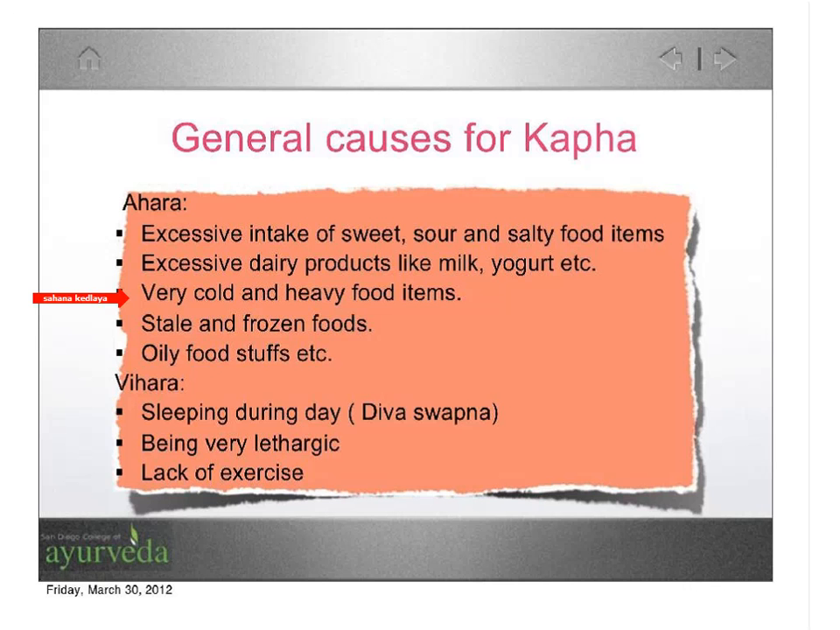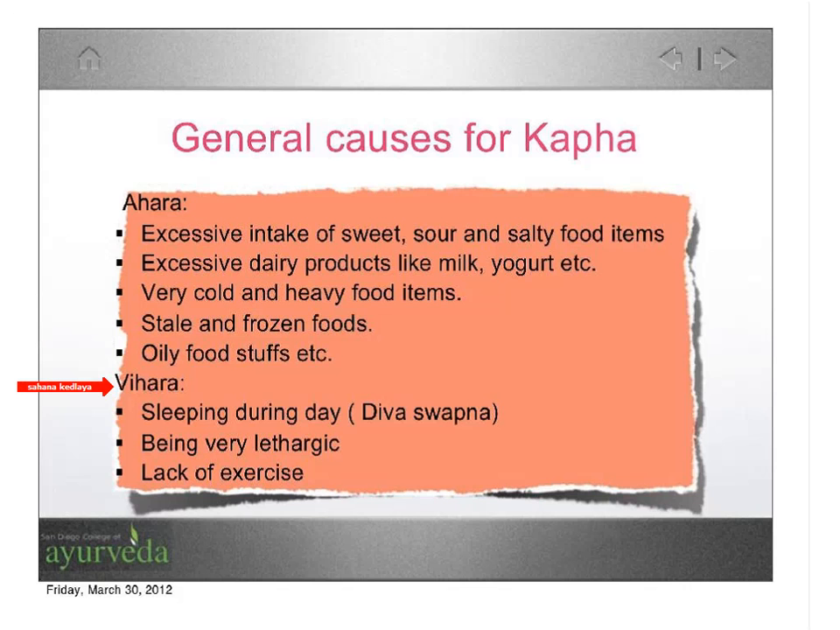Very cold and heavy food items, the stale and frozen food items. When we cook too much and put it in the freezer, and all the time we are eating the frozen foods or the processed food or even the stale foods, then that will cause the imbalance of kapha. And also oily foodstuff, all these excessive intakes, the food habits, will cause the imbalance of kapha.